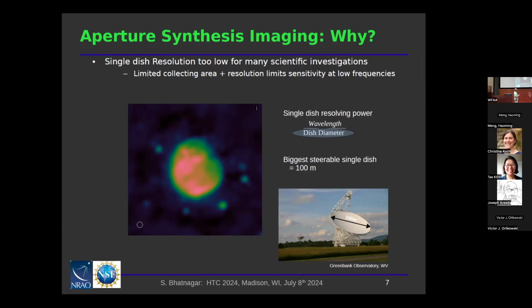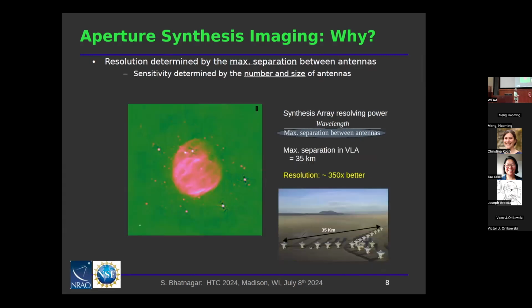And the resolution of this telescope is defined by the dish diameter here. If you do it with VLA, that's what you see, about 350 times more resolution. And the resolution of these telescopes is defined by the maximum separation between the antennas. So that's why NG-VLA is going to thousands of kilometers. The sensitivity of this telescope is defined by the total collecting area. So more antennas separated by larger distances is what we want. Both of these parameters increase the data volume that we need to process.